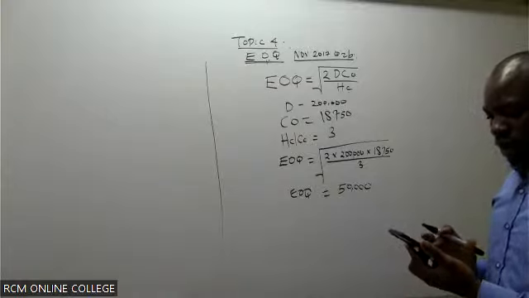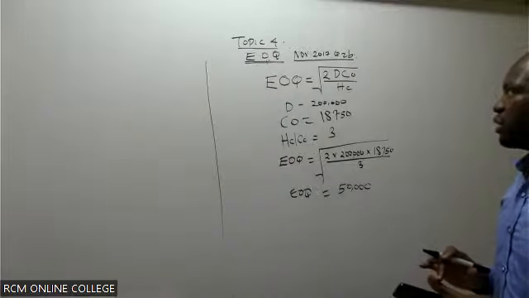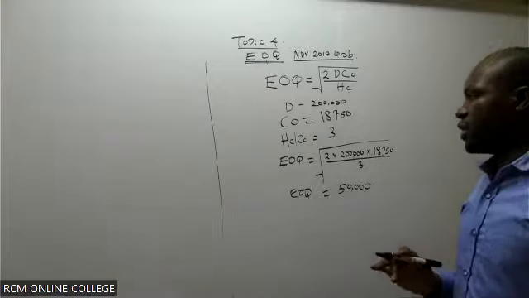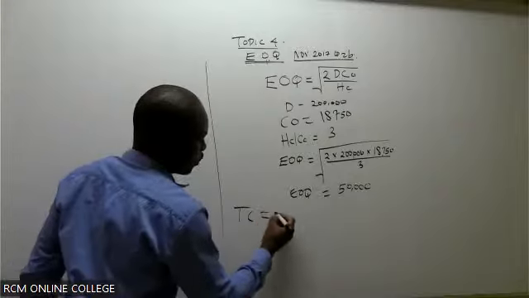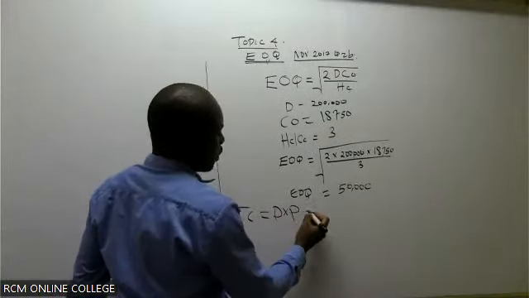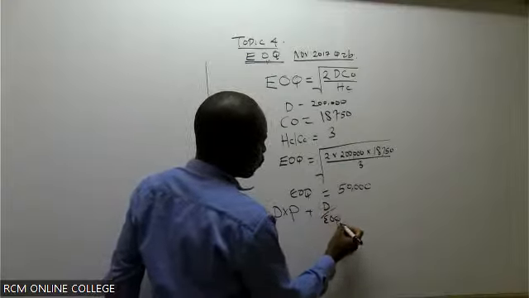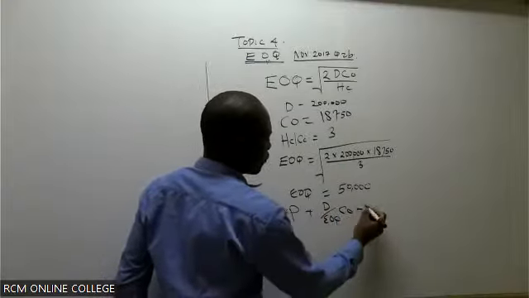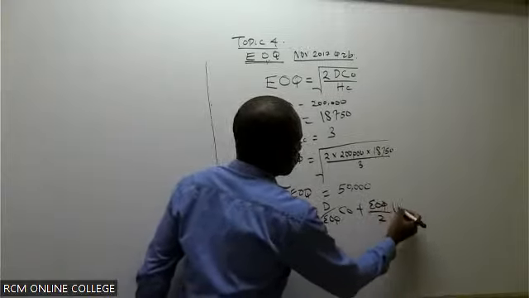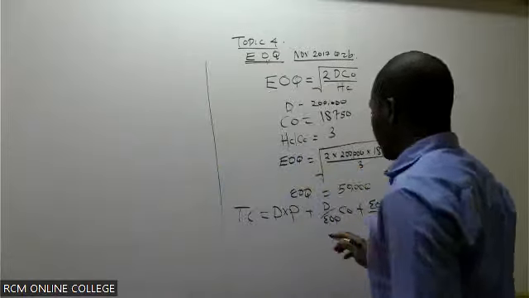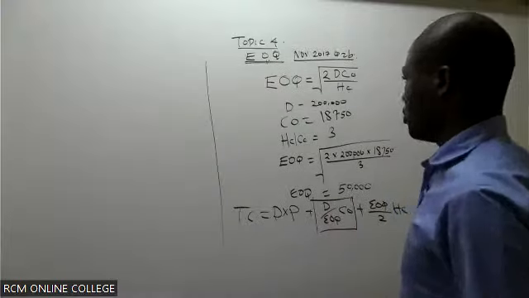Then the number of orders to be placed per year. Remember what I said? Total cost is equal to demand times price, then to that you add demand over economic order quantity multiplied by ordering cost plus economic order quantity divided by 2 multiplied by holding cost. I want us to just pick this portion.